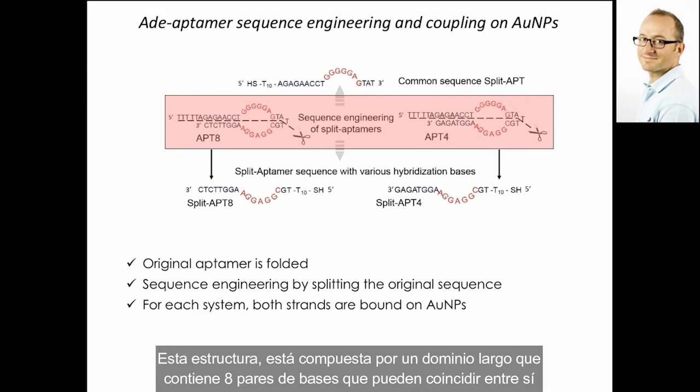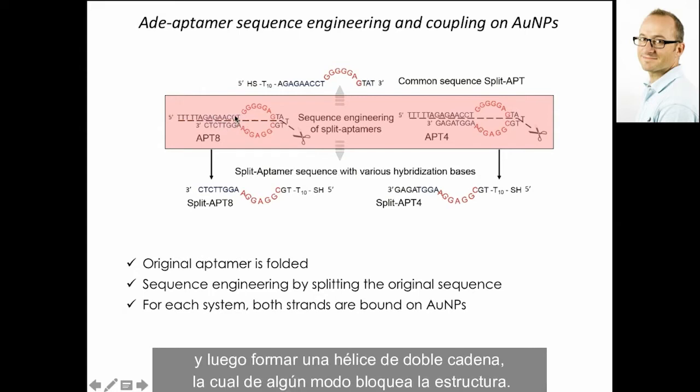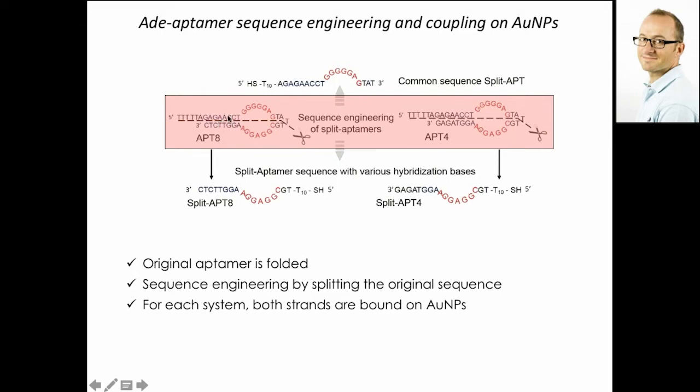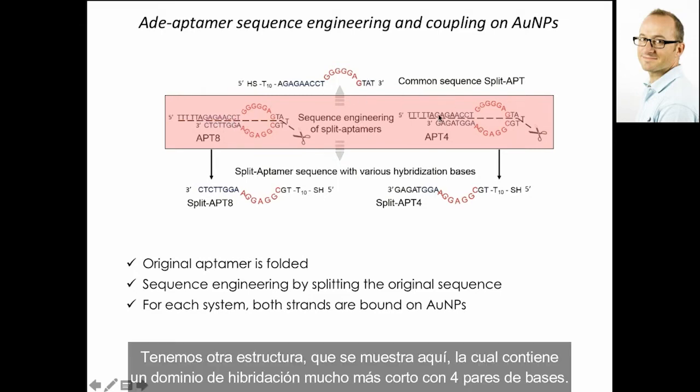This structure here is made of a long domain containing 8 base pairs that can match to each other and then form a double-stranded helix that will somehow lock the structure. And another structure, which is shown here, contains a much shorter hybridizing domain, shown here with 1 base pair, 2 base pairs, 3, and 4 base pairs.